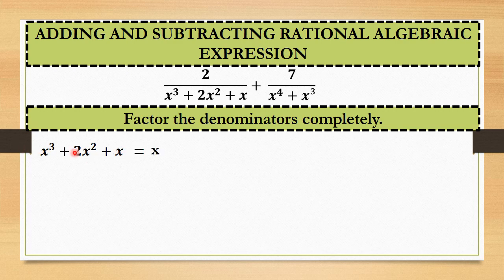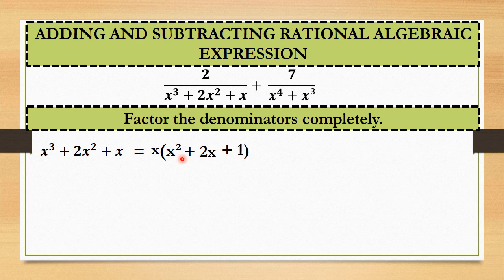Then, x cubed divided by x, we have x squared. 2x squared divided by x, we have 2x. So, 2 divided by 1, 2. Then, x squared divided by x, so 2 minus 1, that is 1. So, 2x. Then, x divided by x, so 1 divided by 1, 1. Then, yung x, yung exponent, 1 minus 1, 0. So, wala na yung x, plus 1 na lamang. Okay, so ito yung factor ng x cubed plus 2x squared plus x.